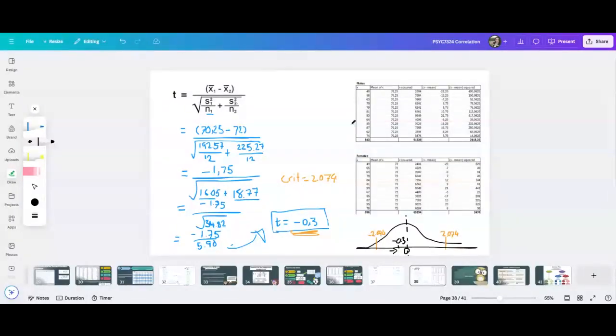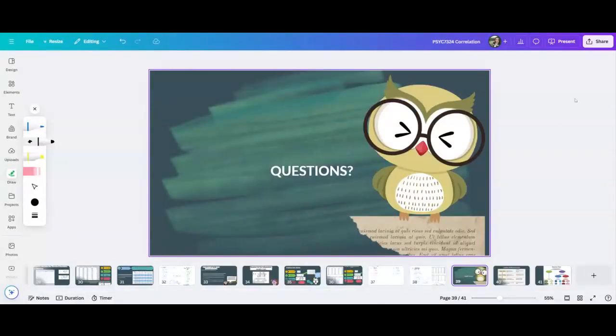Which honestly you can kind of see, right? The values are very much similar, but statistically we've now come to that conclusion. Okay, questions?